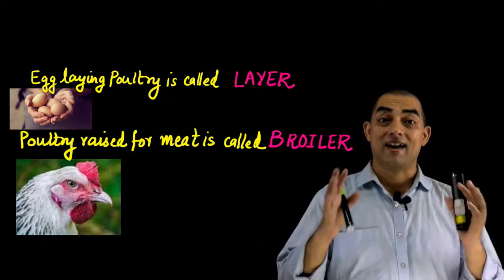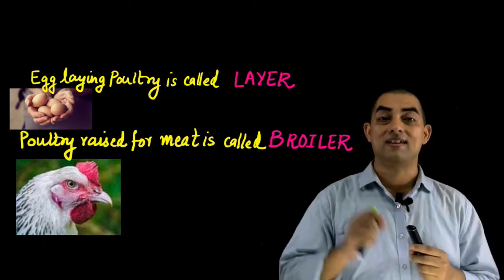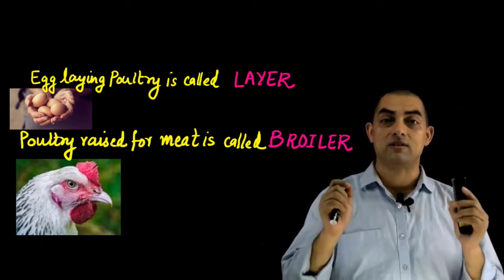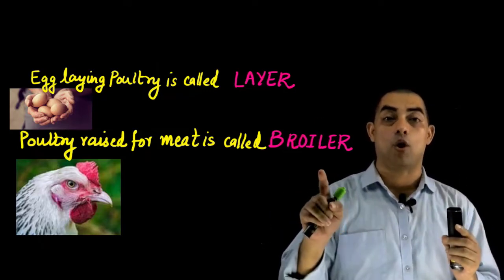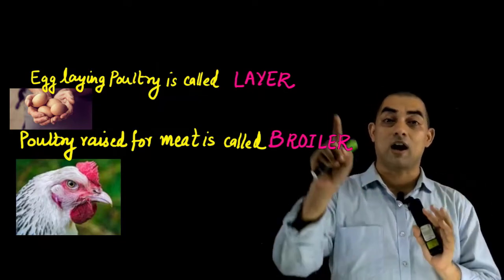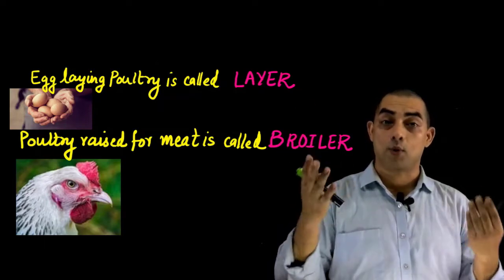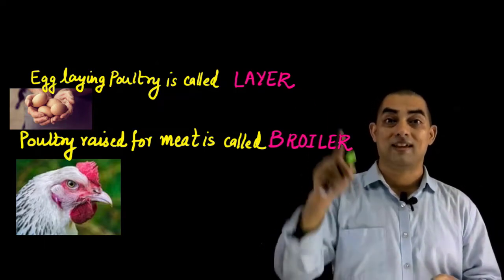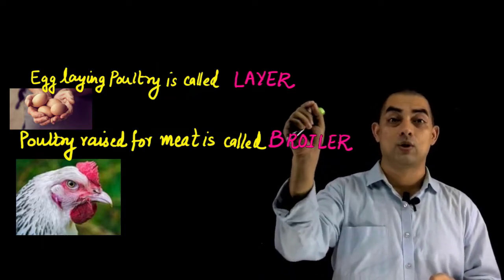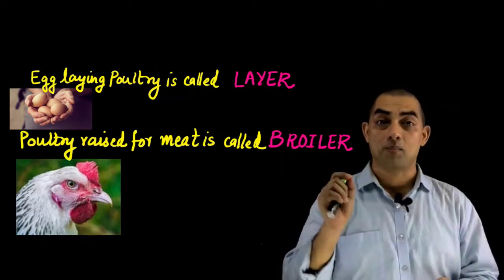Students, hens can be of two types. Egg laying poultry is called layer and the poultry which is raised only to give meat is called broiler. Wait, there are some hens which are good layers as well as they can be used for broiler purpose also. But then there are special categories also where some of them are only raised as a layer and some of them are only raised in the form of broilers.